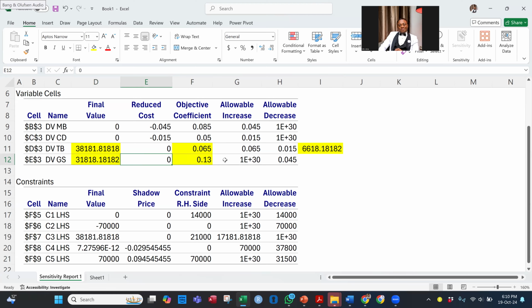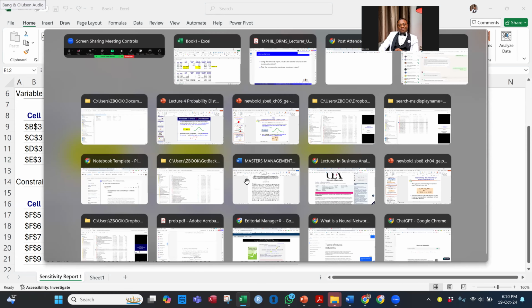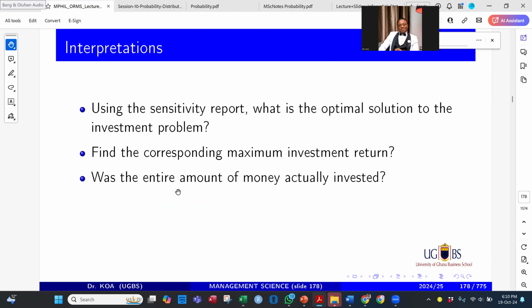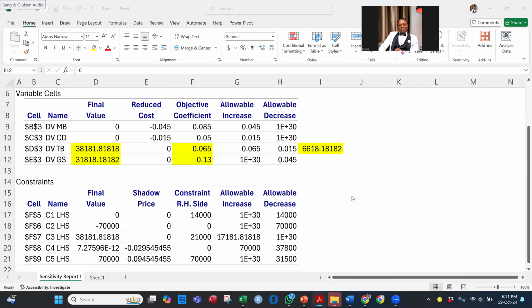Next question. You would always get this question in an exam. Take it. Was the entire amount of money actually invested? That was a question. Write it down in your book because we're coming to give the answer and then you have the answer in your book. Was the entire amount of money actually invested? Who can guess what the answer is?